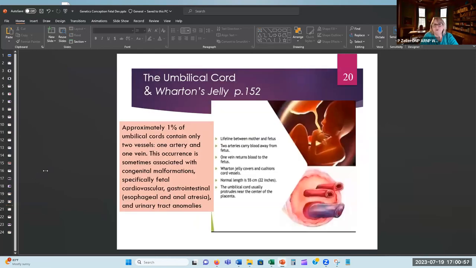And then the umbilical cord. The only purpose of the umbilical cord is to be a chamber for the blood vessels that travel between the placenta and the fetus. It doesn't have any other function than that. No exchange of anything. Okay. It just cushions the blood vessels. It's got Wharton's jelly around it, and that protects them and keeps them moist.